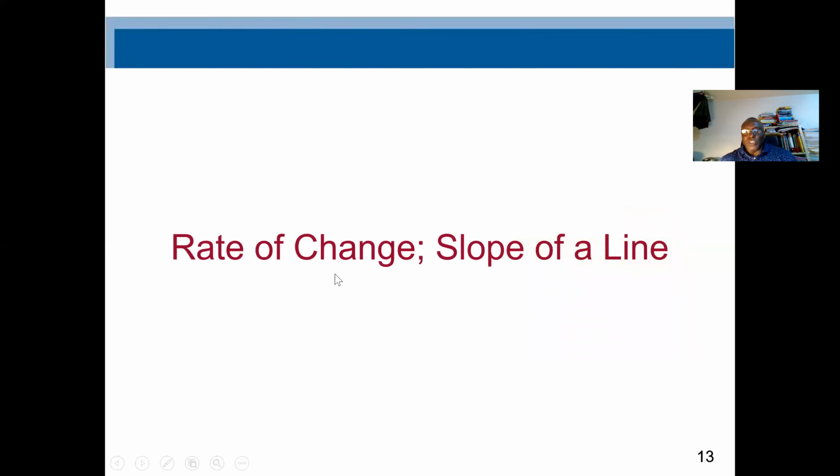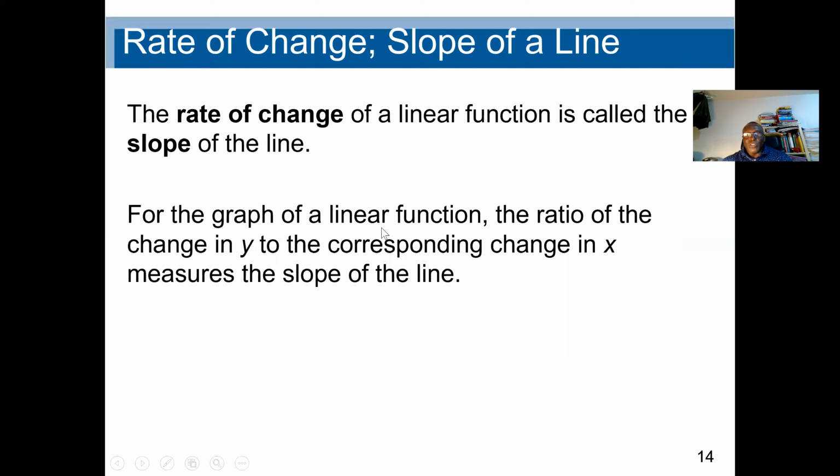Now let's move to the rate of change, how to find the slope of a line. As we said earlier, the rate of change is the same as the slope of a line. If all our points lie on the line, then the rate of change is constant anytime we take 2 points. So the rate of change of a linear function is called the slope of the line. For the graph of a linear function, the ratio of the change in y to the corresponding change in x is measured as the slope of the line.